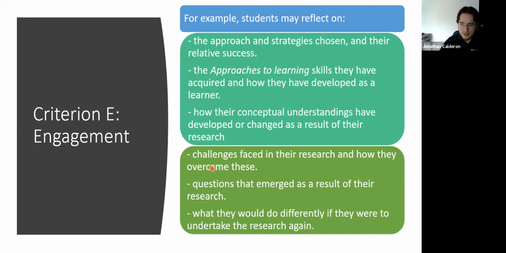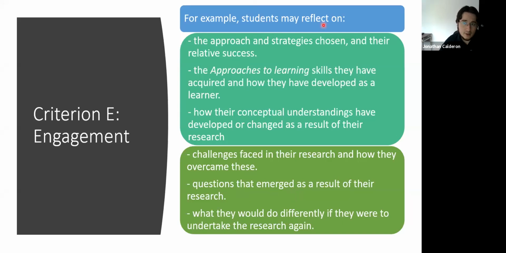It could be challenges faced in the research and how they overcame them. So for example, if it was difficult for them to find primary sources, they could state it there. It was difficult for me to find someone who is alive in 1920 or something like that, okay? To talk to them. It could be about questions that emerged as a result of the research.